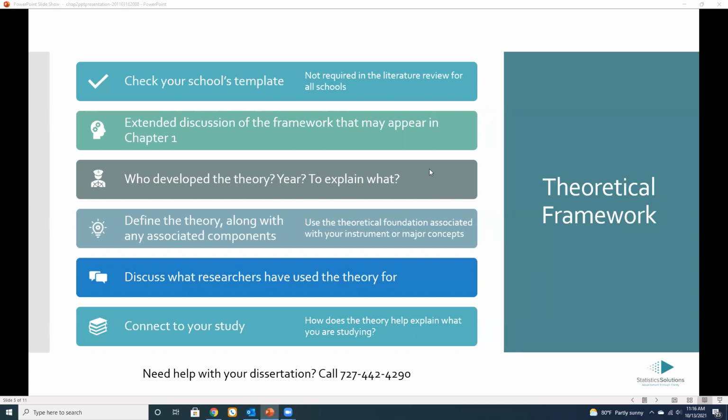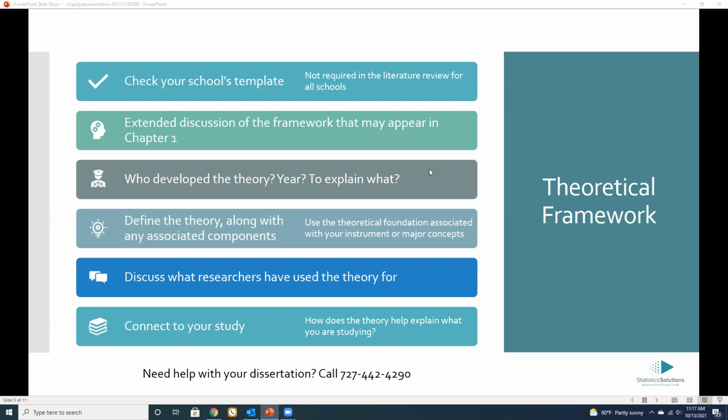You talk a little bit about who developed the theory, obviously have a source for it. Talk a little bit about what they developed the theory to explain, because that's what theories do, they explain things. You're going to want to define the theory. A lot of times people will talk a lot about the theory, but they'll never define it. That should come early. Define the theory, again, using the theorist that's associated with your instrument. Also include any associated components. Sometimes theories have components to them, different dimensions, include those. Define the components.